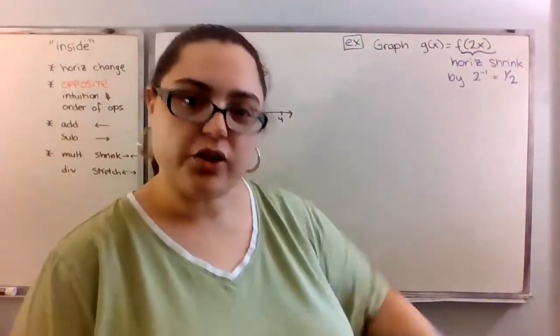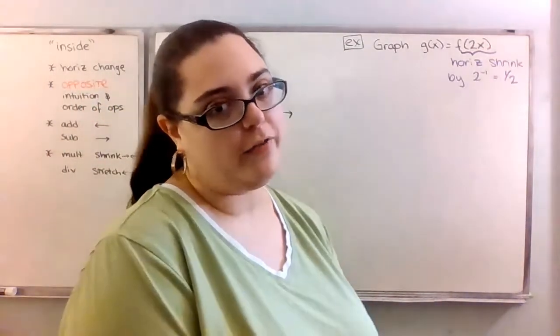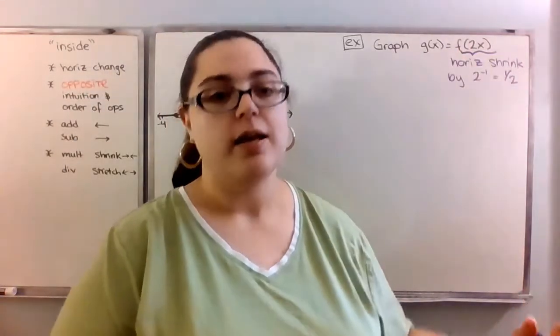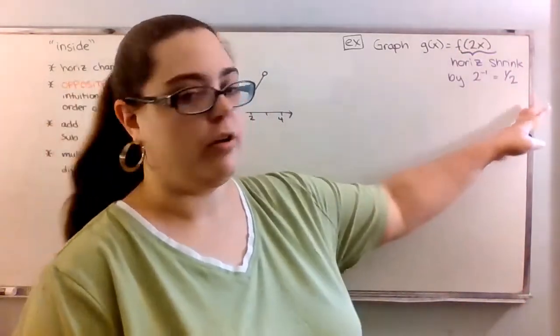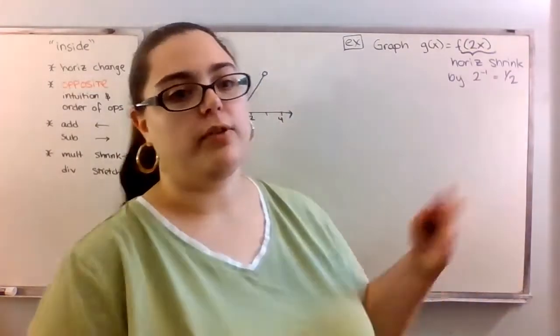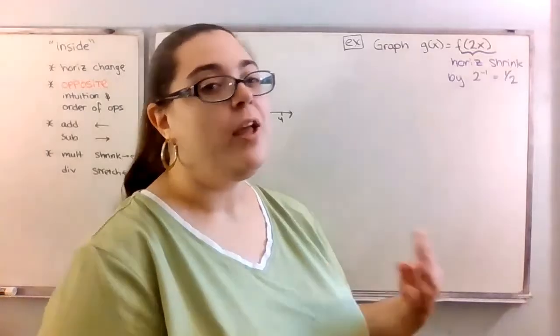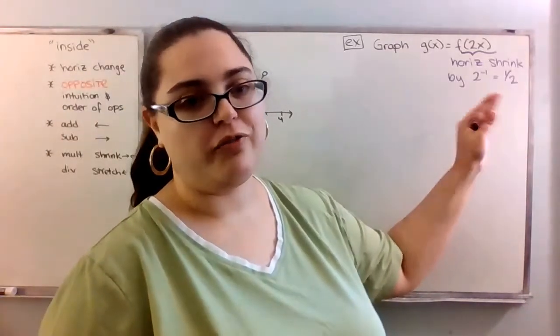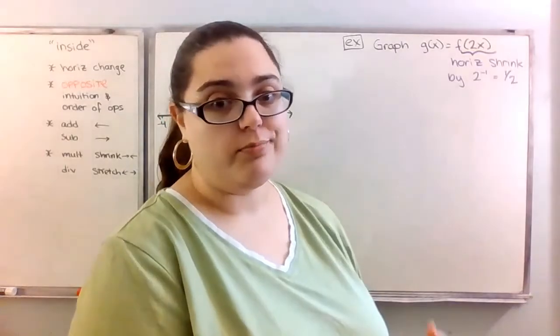I'm doing this so when I look at my notes later, I know where 1/2 came from. So if this had been f of 3x, then we would be doing 1/3. If it had been f of 2/3 x, then we would be doing 3/2. Okay, so you want to be using a reciprocal here to help you figure out the change that will occur.